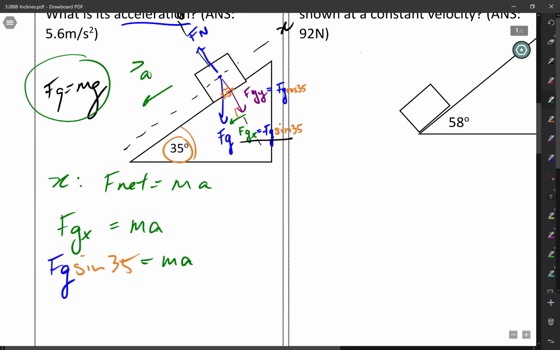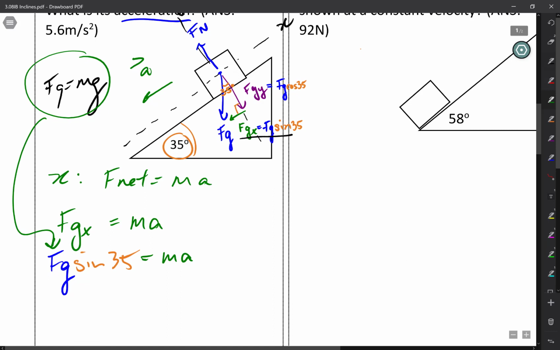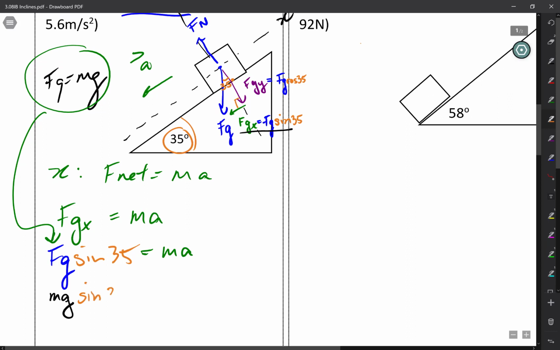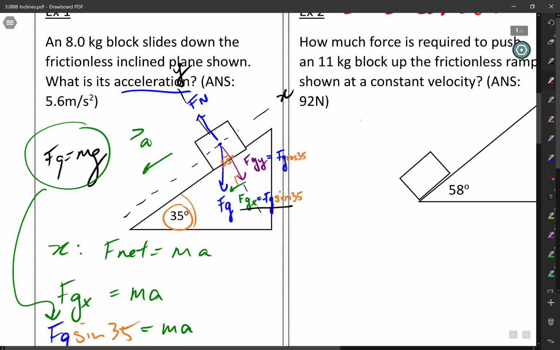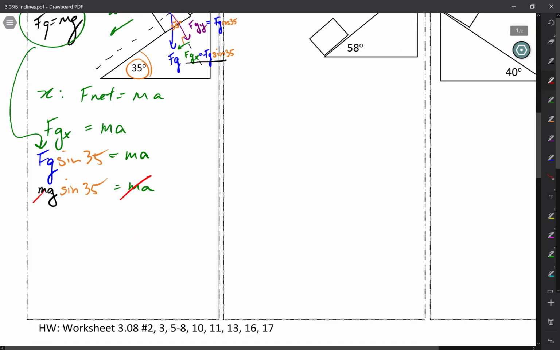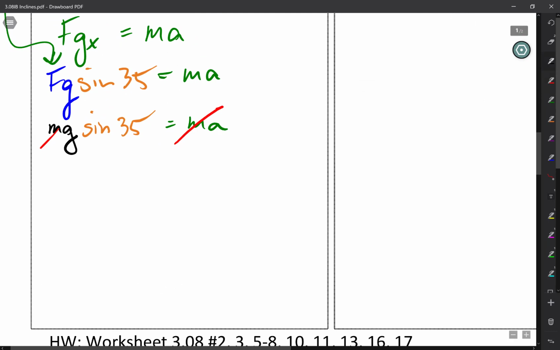The next thing is I'm going to take this and I'm going to substitute it in here, which is my mg. Now I have mg sine 35, and that is equal to mass times acceleration. Hey, look at this. The masses cancel out because there's one on both sides of the equation, which means we didn't even need the mass of the block. So I could have easily given this question to you without the mass of the block, and you still should be able to solve the question given the angle of 35 degrees. So let's do it. We have gravity times sine of 35 equals my acceleration.